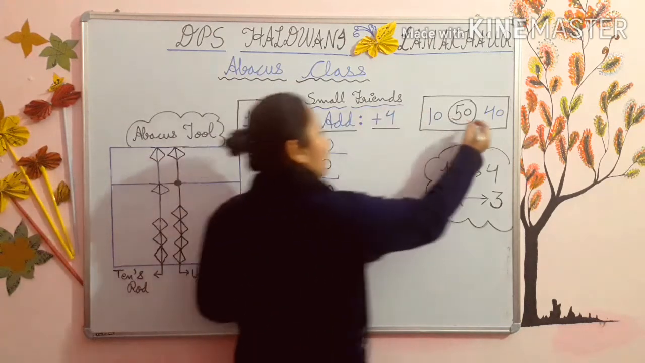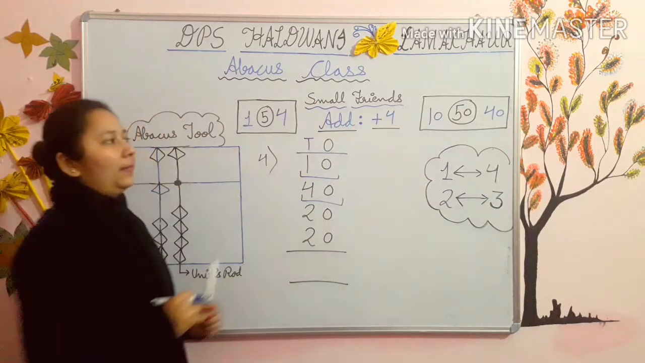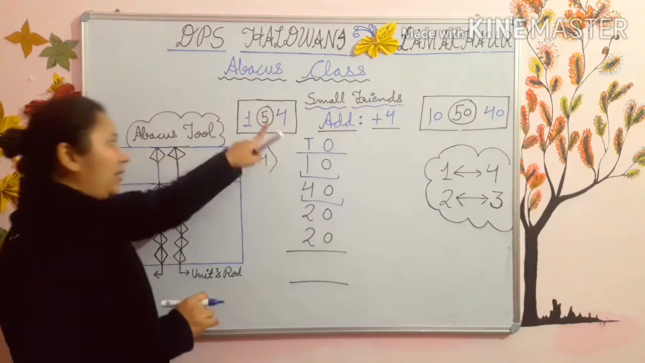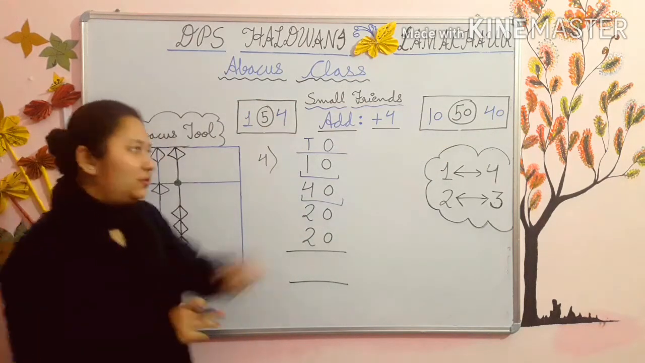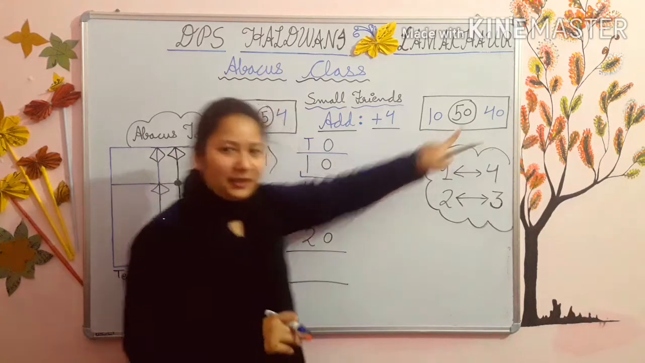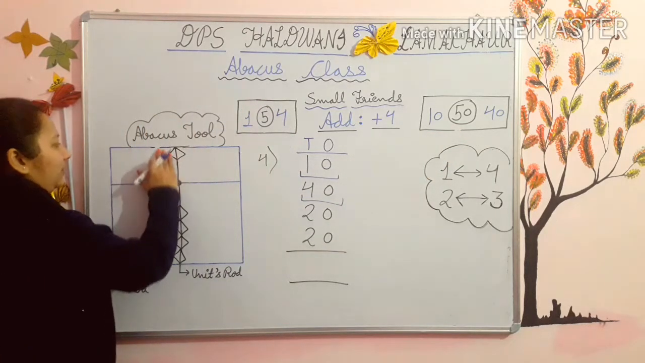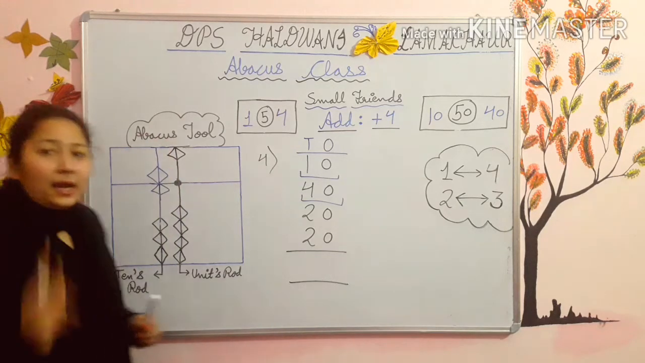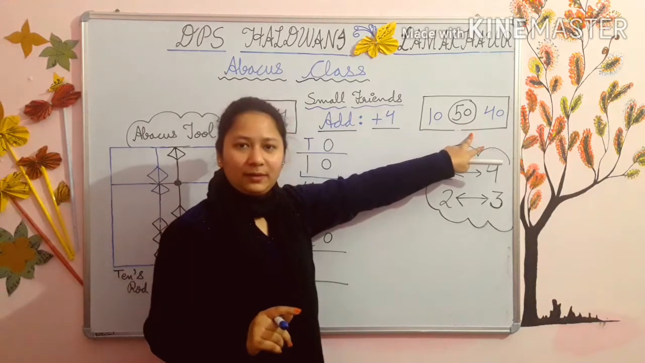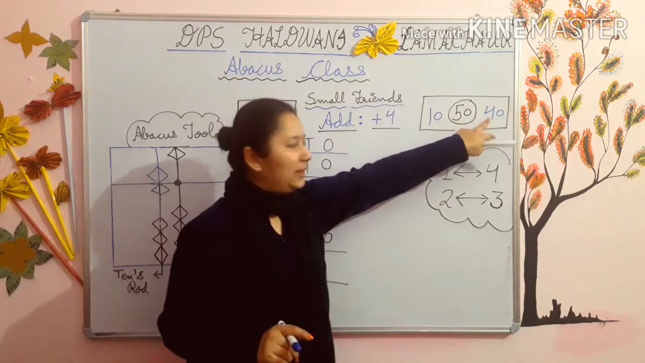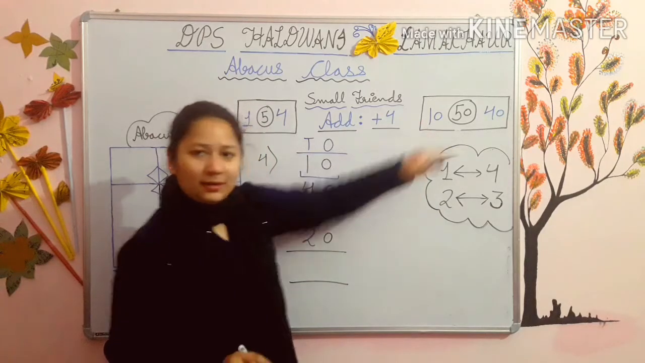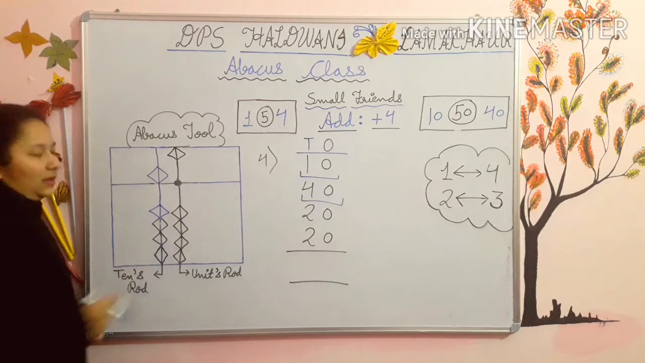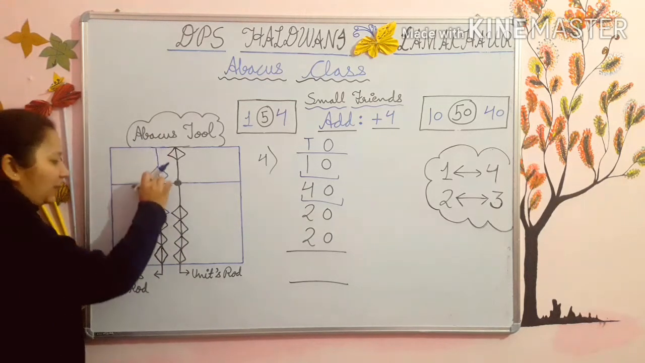Now for 40, see here, I have written. You have to add first of all 50. Here you are adding first of all 5. So here you have to add first of all 50. So add 50. Add 50 and then you have to subtract the friend. Now who is the friend of 40? See 10. So subtract 10. I have added 50 and subtracted 10.